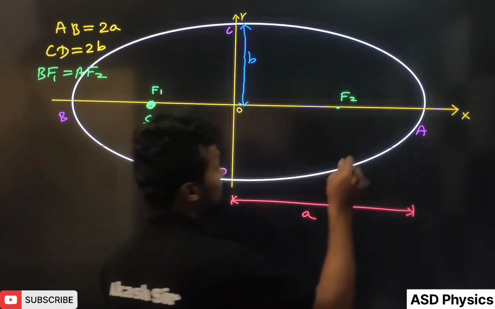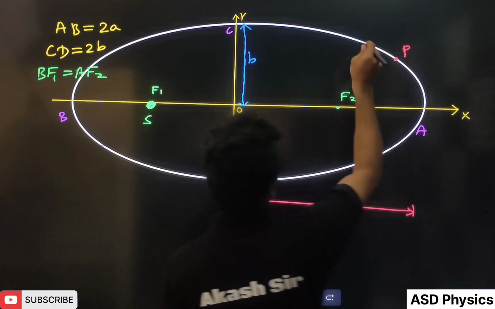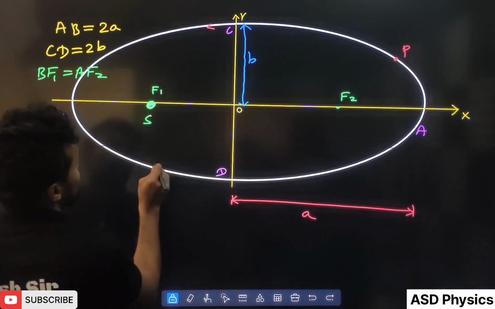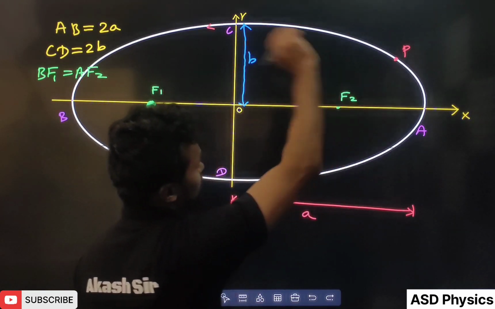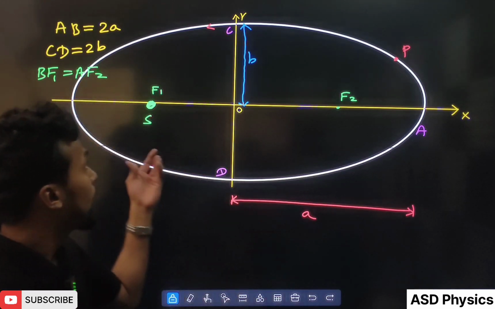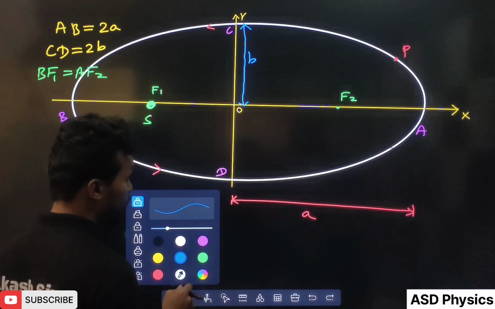And where is the planet? The planet is here, revolving. Let's take, for example, the planet P here. This planet P will revolve on an elliptical orbit, like this. It will keep on revolving here. Can you guess at which point the planet is at the maximum distance from the sun? That is the point A.